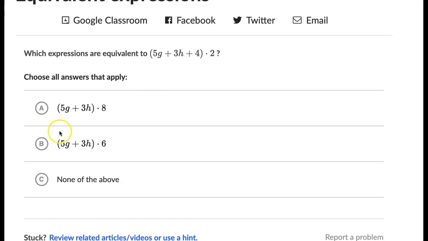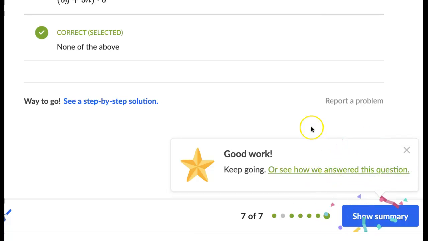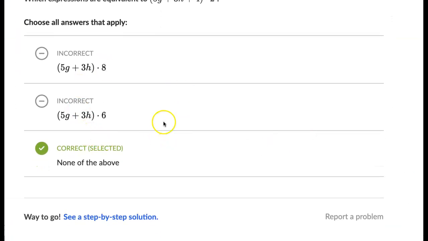So if you do this one here, it gives you what? 40g plus 24h. If you do this one, it gives me 30g plus 18h, but there is no constant. This one has a constant, which is 8. So I'm going to say none of the above actually will work for this one. Okay. So again, we can use distribution and combine like terms to get the equivalent expression.